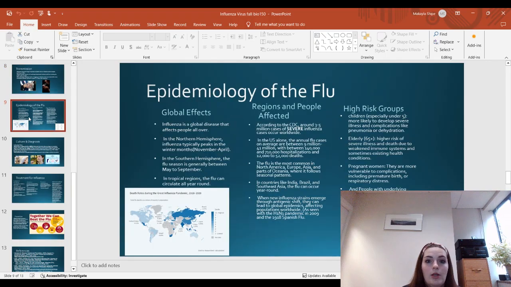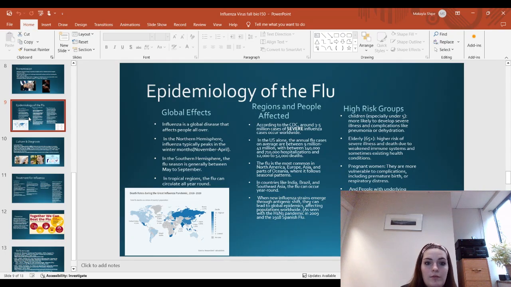Next, the epidemiology of the flu. First, the global effects. Influenza is a global disease that affects people all over the world. In the Northern Hemisphere, influenza typically peaks in the winter months, November through April. Currently in Virginia, we are in this peak right now. We are in our winter months.